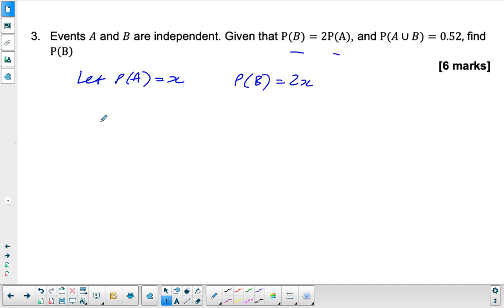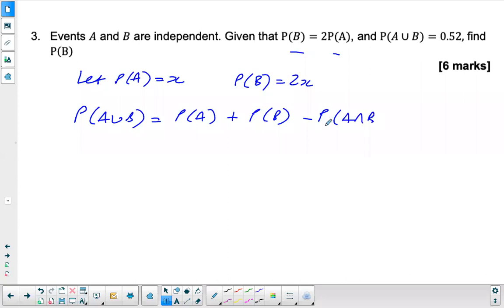We know that the probability of A union B is the probability of A plus the probability of B less the probability of A intersection B. That would be where it would be double counting. So probability of A union B we know is 0.52, and that's equal to the probability of A, which is X, plus 2X, take away 2X squared.